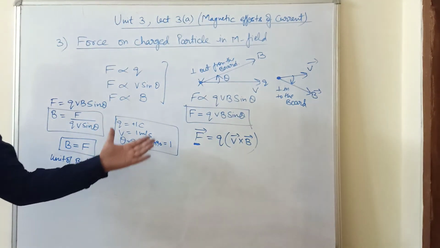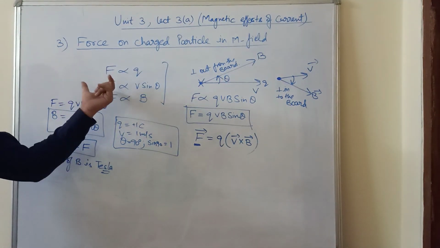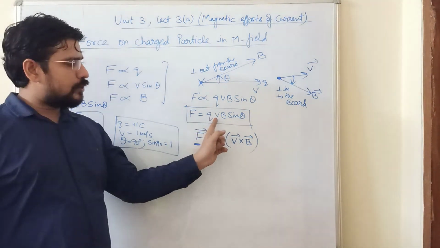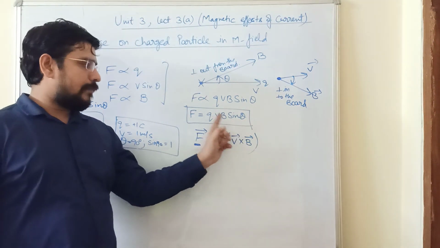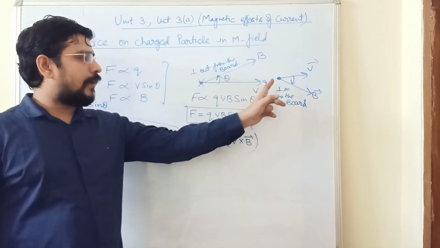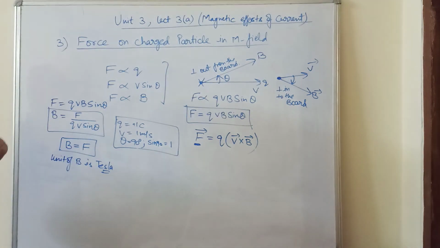so we have figured out two things. The first is the definition of B from this QVB sine theta, that is the force on a charged particle Q moving with velocity V making angle theta with the magnetic field B, and we can also write it in vector form and find the direction of force, that is V cross B. In both cases, the definition we figured out.